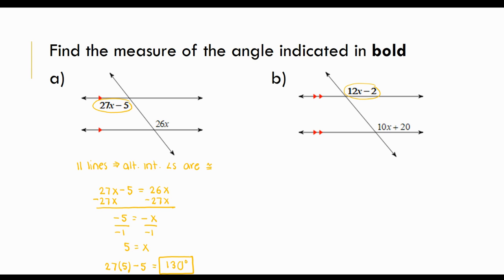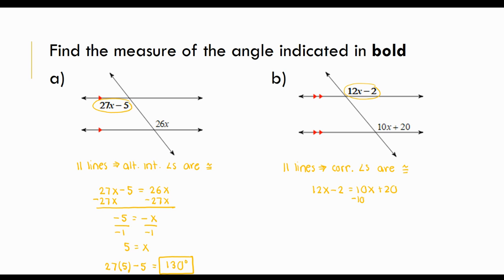In problem B, notice that my arrows indicate that I have parallel lines. With the transversal, the two expressions that I have are on the same side, but one of them is exterior and one of them is interior. So when I have parallel lines, I essentially have corresponding angles. Remember, with parallel lines, corresponding angles are congruent. So I'm setting up another equation where two things equal one another.